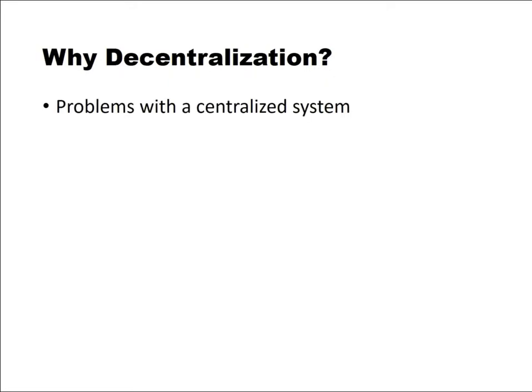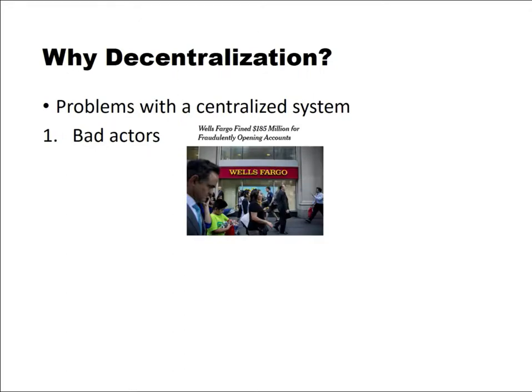So why does blockchain choose to work under a decentralized system? Well, a decentralized system overcomes some major problems in a centralized system. First, bad actors. The centralized authority can inappropriately restrict access to data, modify data, or use data without the data owner's consent. For example, Wells Fargo was sued for opening roughly 1.5 million bank accounts and applying for more than 500,000 credit cards that may not have been authorized by their customers.